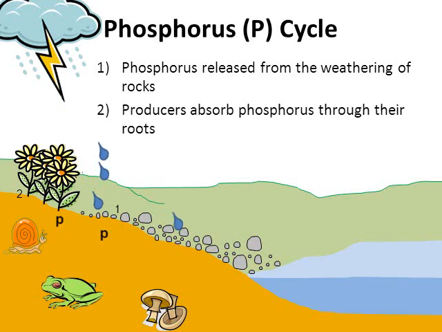Well, once the phosphorus is in the soil, now it becomes pretty straightforward. The flowers representing the producers in this animation will absorb the phosphorus through their roots. And once the phosphorus is in the roots of plants, I hope you can figure out how animals can obtain the phosphorus.